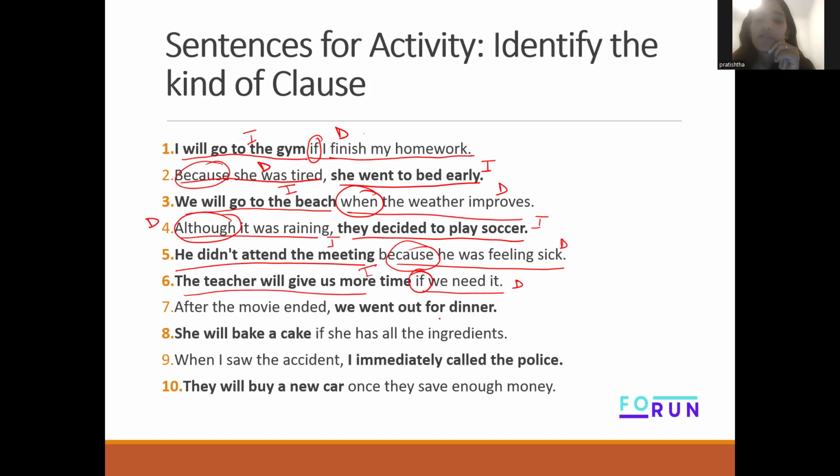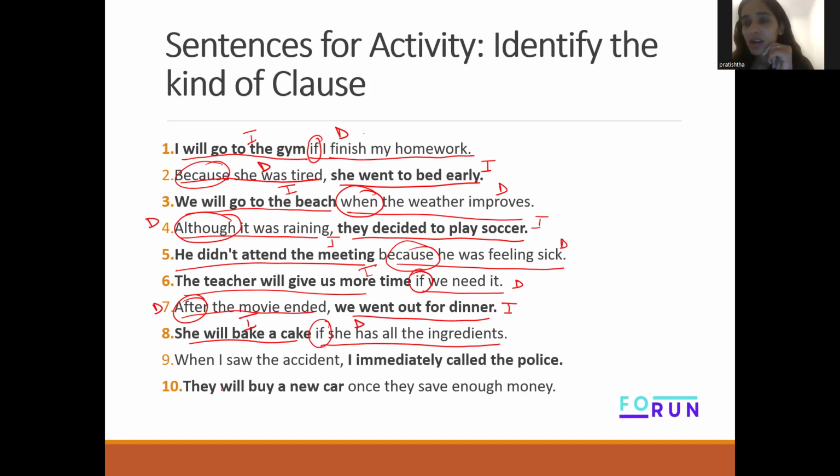After the movie ended, we went out for dinner. So after the movie ended is dependent, and we went out for dinner is independent. And after is our time. Again, it's time. It's a subordinating conjunction. She will bake a cake if she has all the ingredients. Again, it's a condition. This is dependent clause.